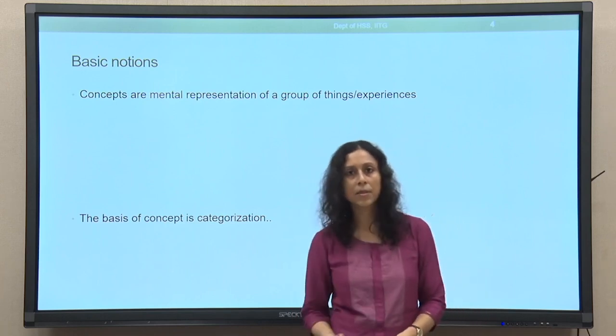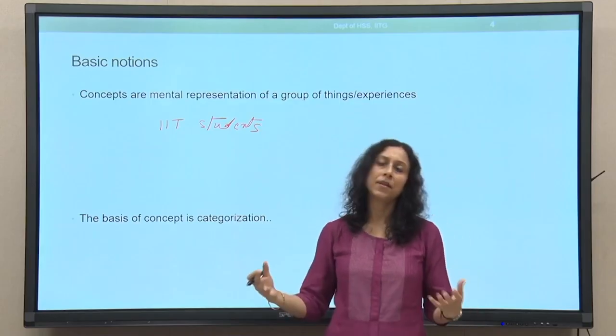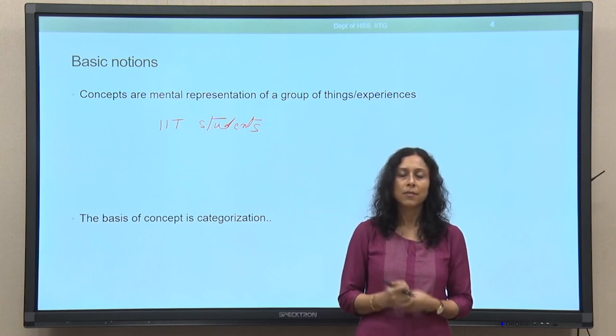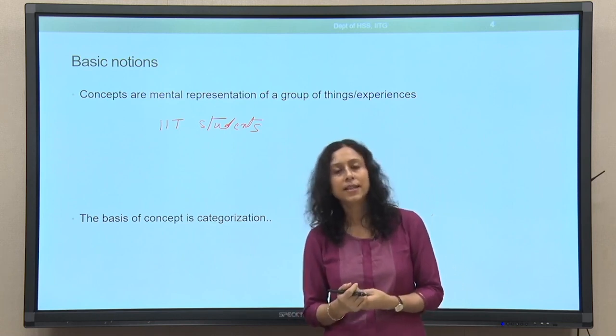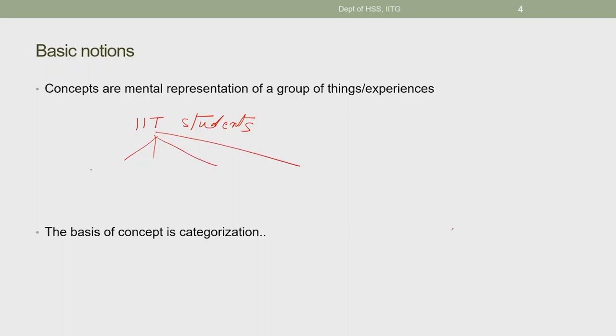So, let us just take a very simple example of a concept, the concept of IIT students. This could be a concept. If we can easily talk about a concept like IIT students, what does it mean? What are the repercussions of using this word, IIT students? The moment you say this word, the moment you are discussing this word, there are certain notions that come to your mind. What are those notions? You can have various features associated with this concept. So, it could be brilliant, it could be hardworking, it could also be associated with well paid job prospects.